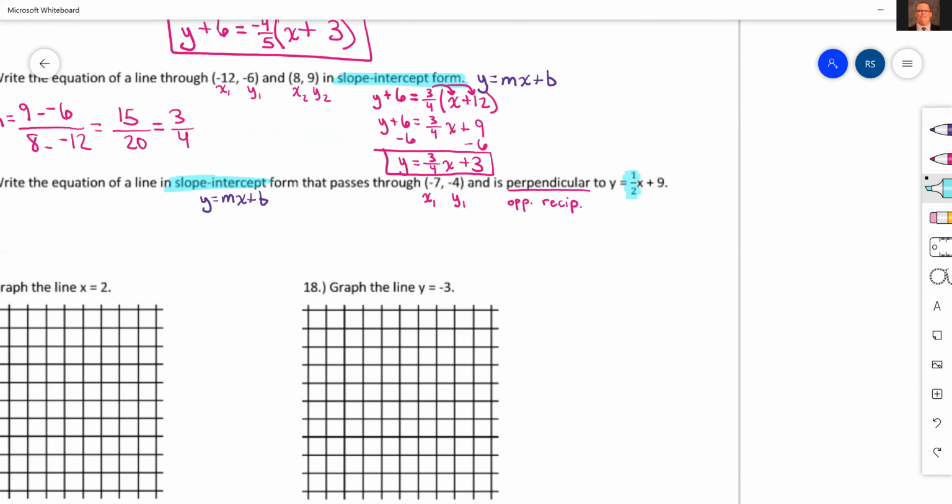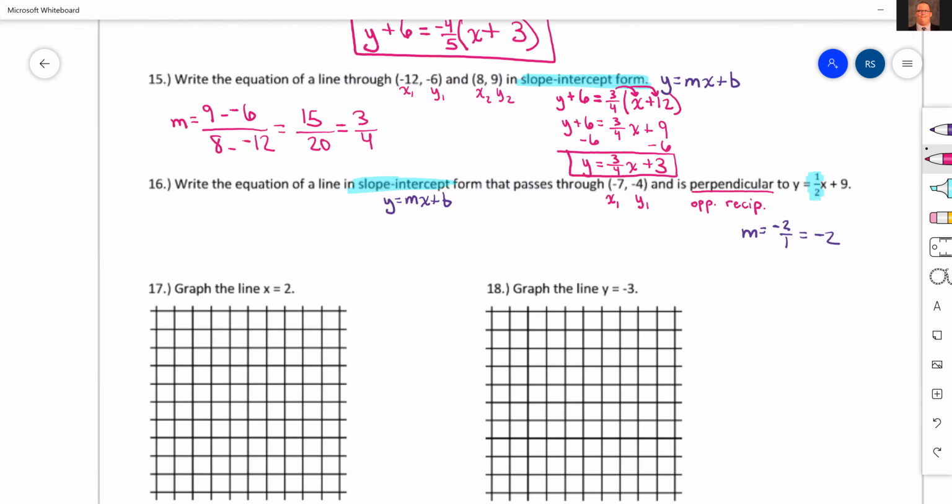Well, it's 1/2. If I want opposite reciprocals, I'm going to have to flip this, make it 2/1, and then do the opposite, make it negative. What's -2 divided by 1? Just -2. Okay, so there's my slope I need to use. Here's my slope. We have our point. Again, let's put it in the other format and then convert.